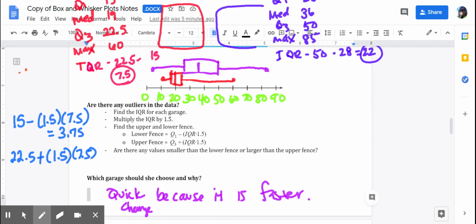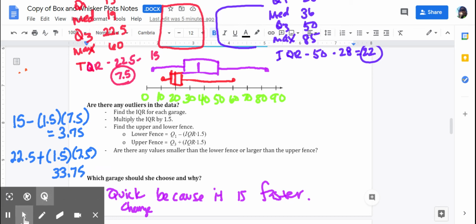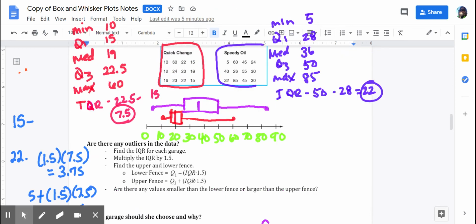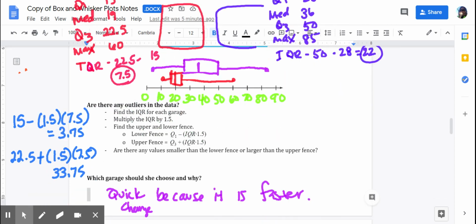And when I run this one, I get a value of 33.75. So as I scroll back up, I want to look in the list to see if I have any values here that are 33.75 or higher. And I can see that I do have a value of 60. So an outlier for quick change is going to be the wait time of 60. That's the one that is significantly different from the rest of the group.